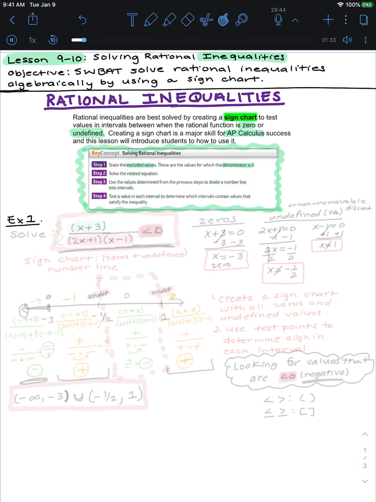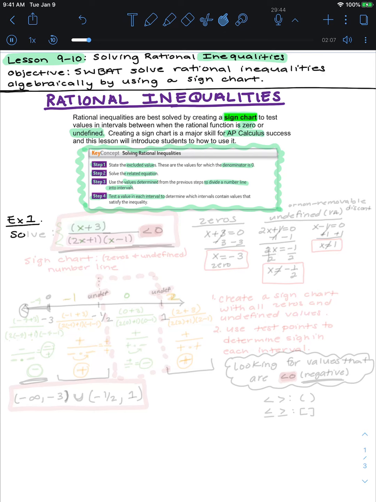When the denominator is 0, solve the related equation, and use the values that we found in the previous steps. So when it says here number line into intervals, that means the sign chart. So that's what it means. We're going to be testing these values in the intervals. So we're going to have to be using these values that we figured out in the previous steps for the sign chart. So let's go ahead and do the first example.